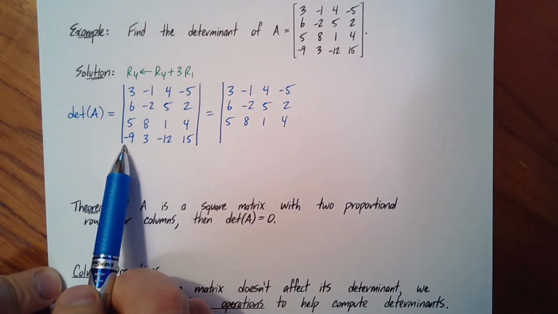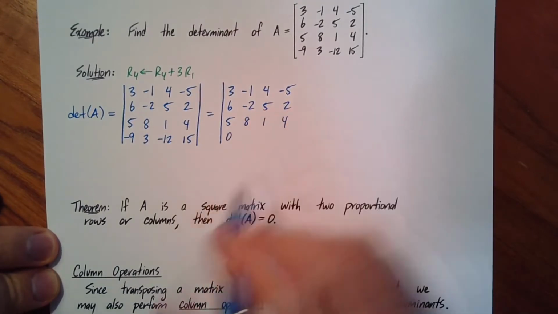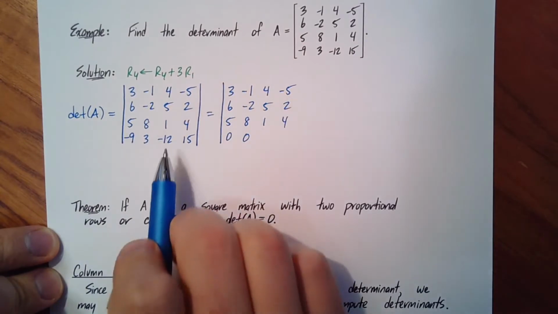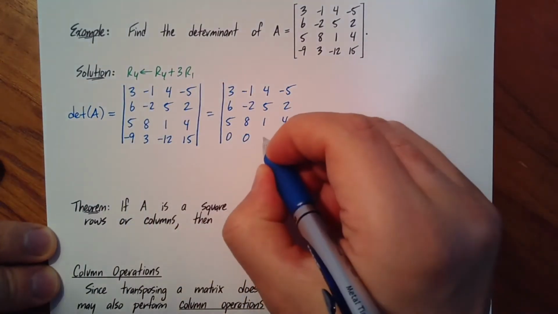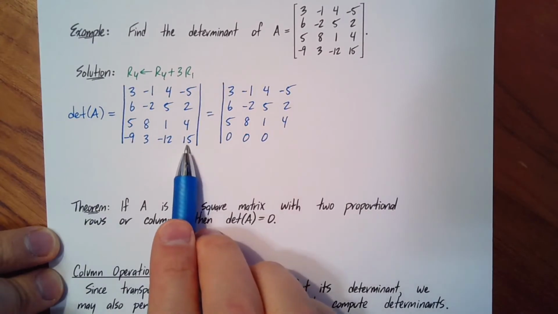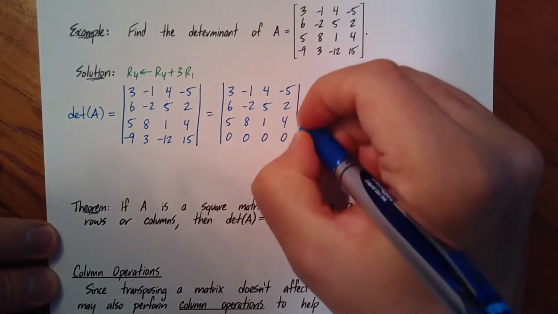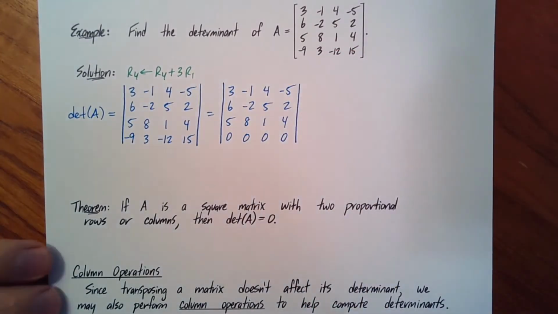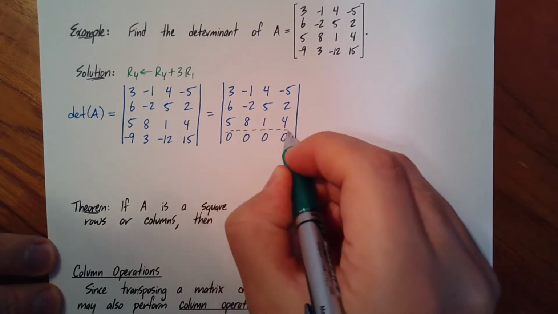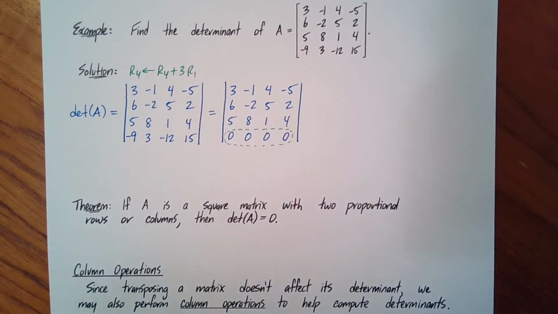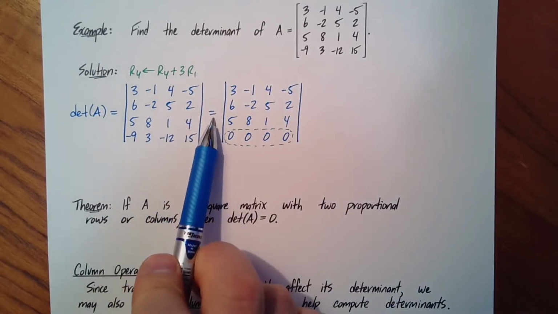Well, -9 plus 3 times 3, that's -9 plus 9, which is 0. 3 plus 3 times -1, that's 3 minus 3. -12 plus 3 times 4 is -12 plus 12, which is 0. And then lastly, 15 plus 3 times -5, that's going to be 15 minus 15, which is 0. So hey, that introduces a row of zeros right here. So, as we've seen before, if you have a matrix that has a row of zeros or a column of zeros, you can immediately conclude that the determinant is 0. And notice that this determinant really is equal to this determinant.